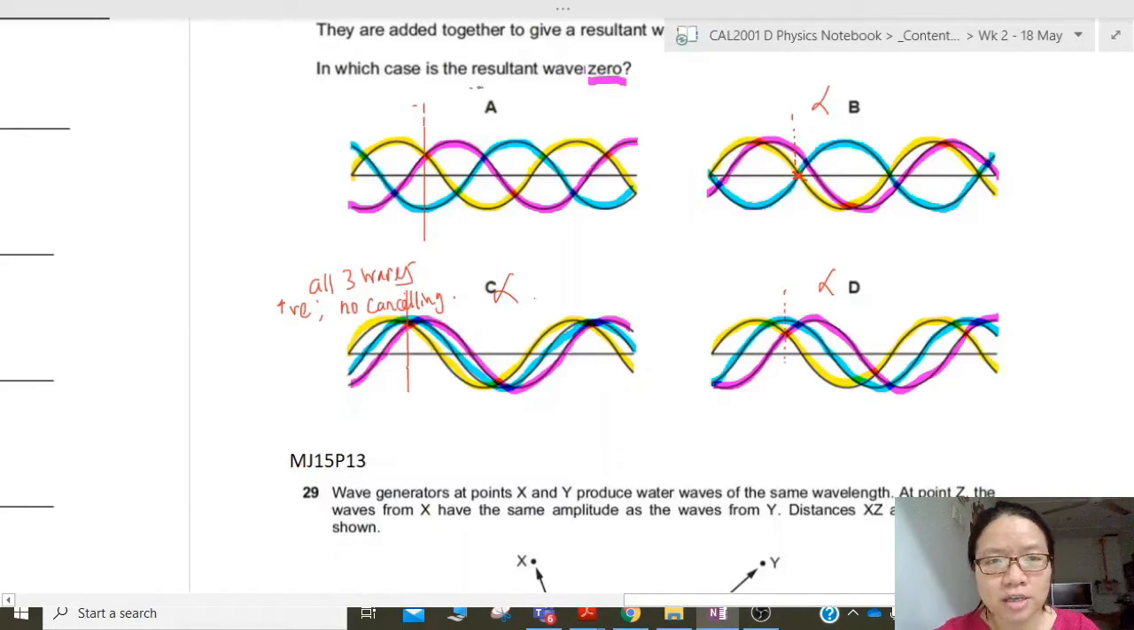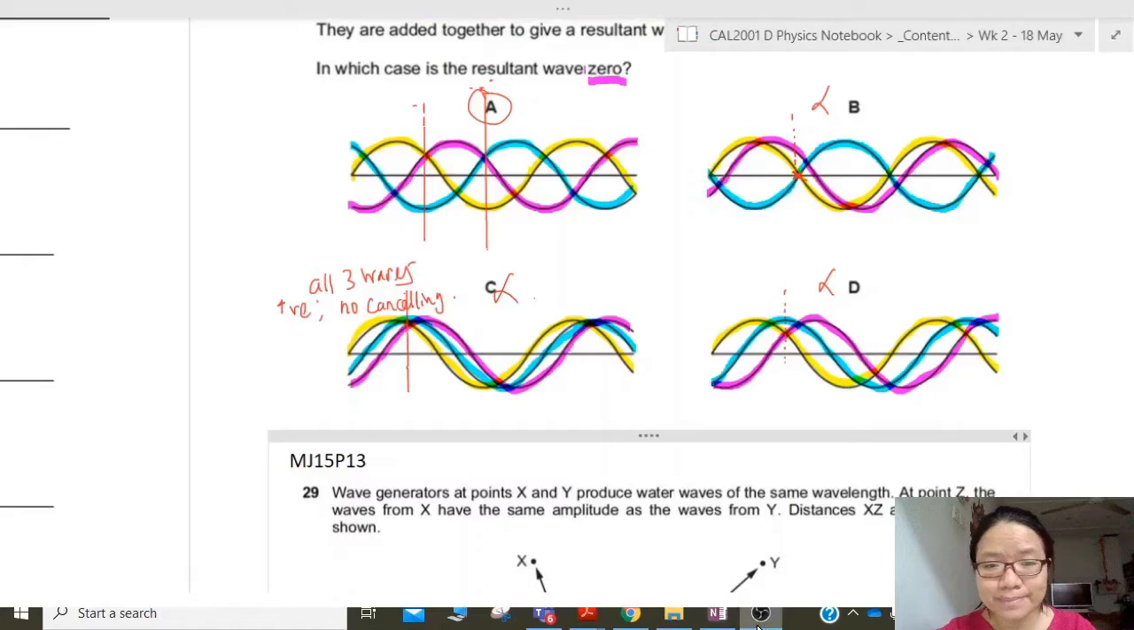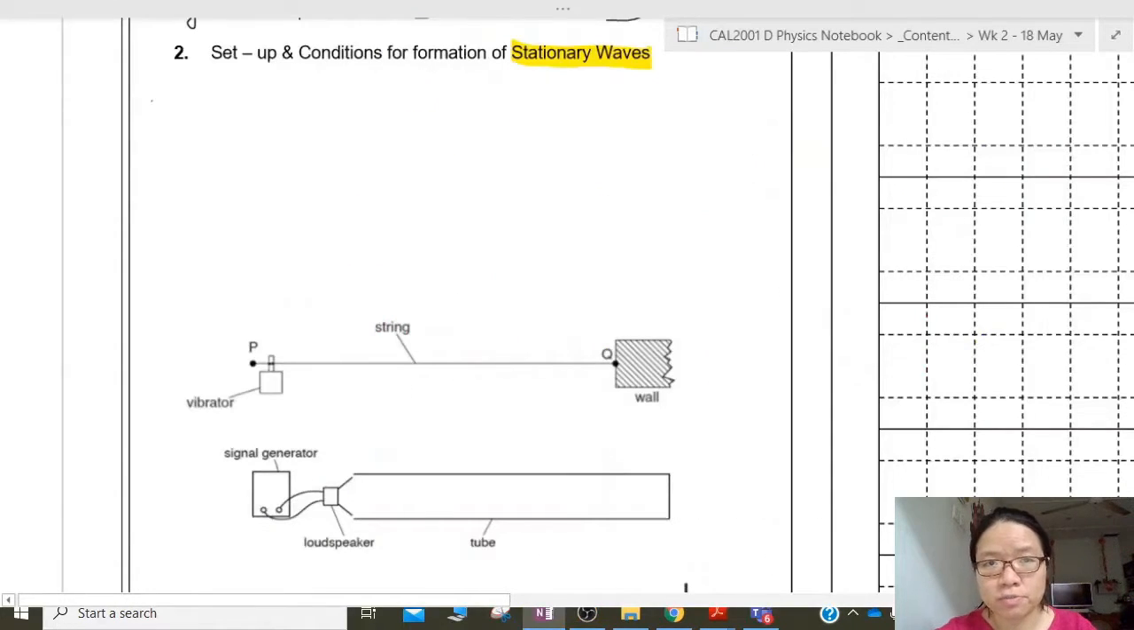But we can double check. If you look at the lines where I draw, yellow and purple will cancel out blue. At the second line, purple and blue will cancel out yellow, and so on and so forth. So the answer would be A. All right, so that's the idea of superposition.